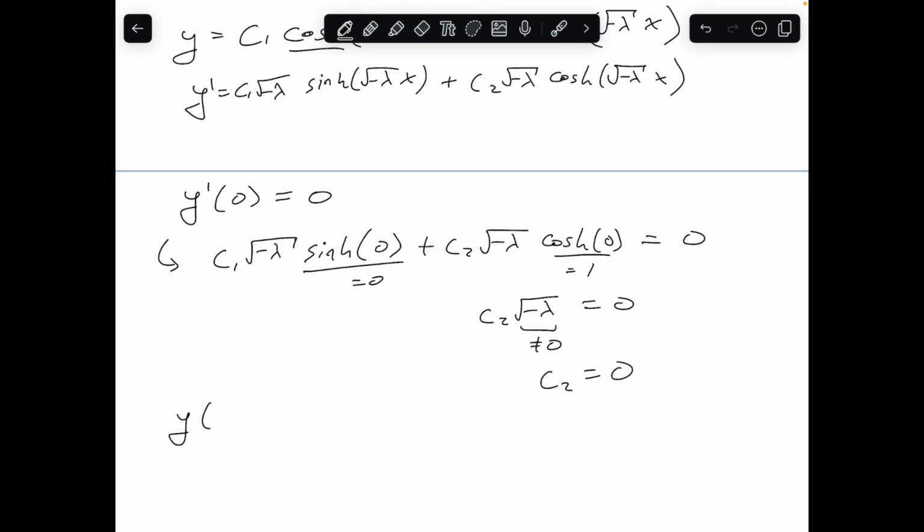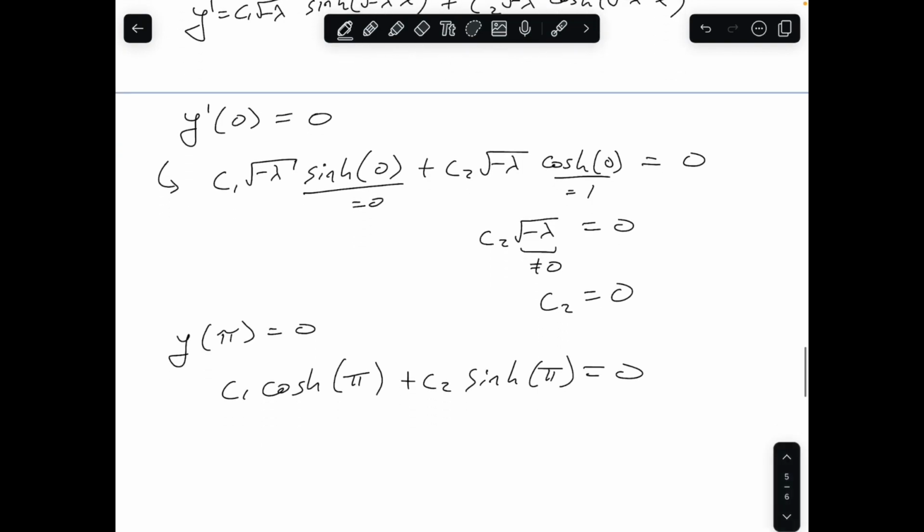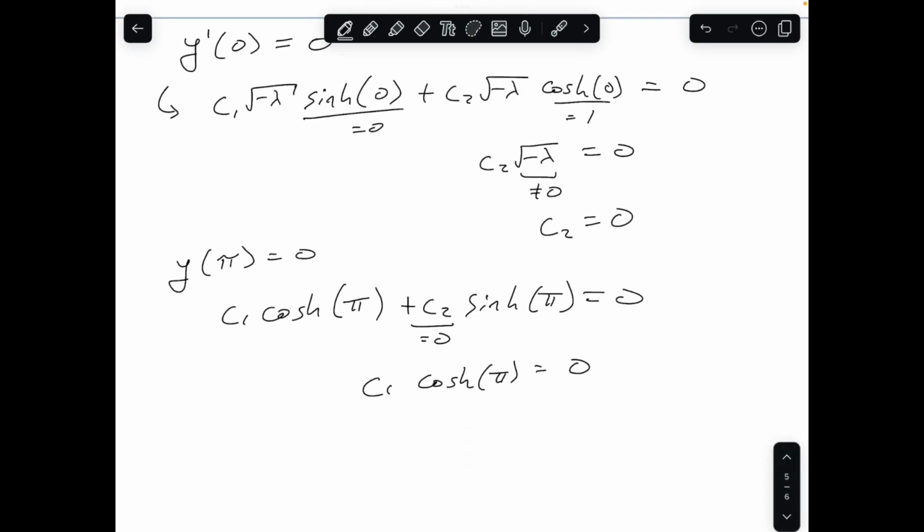And then the other condition we need is y of pi to equal 0. And so this tells us that c1 cosh of pi plus c2 sinh of pi has to equal 0. But then c2 is 0, so this term just goes away. Sinh of pi is not equal to 0, it's just some non-zero value. We don't care or know what it is, but when you multiply it by 0, it just goes away anyway. So we get c1 times cosh is equal to 0. But cosh is always greater than or equal to 1.